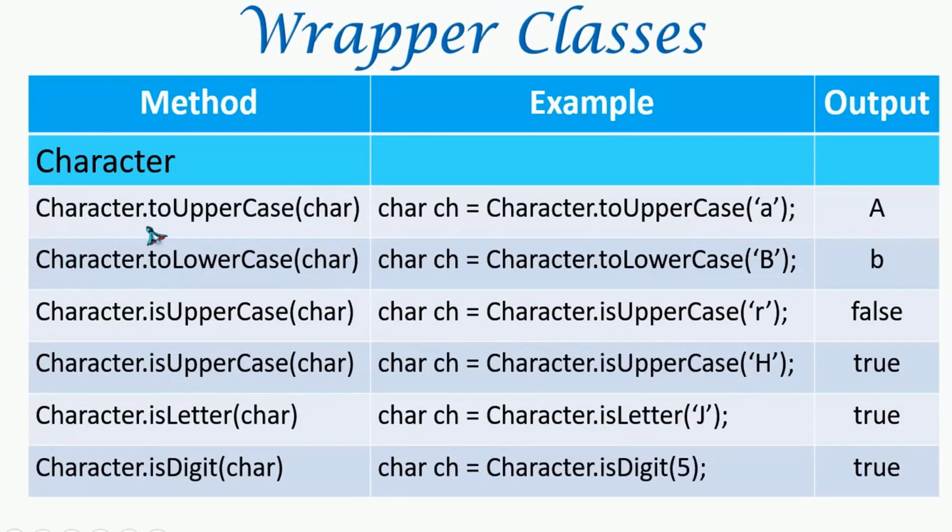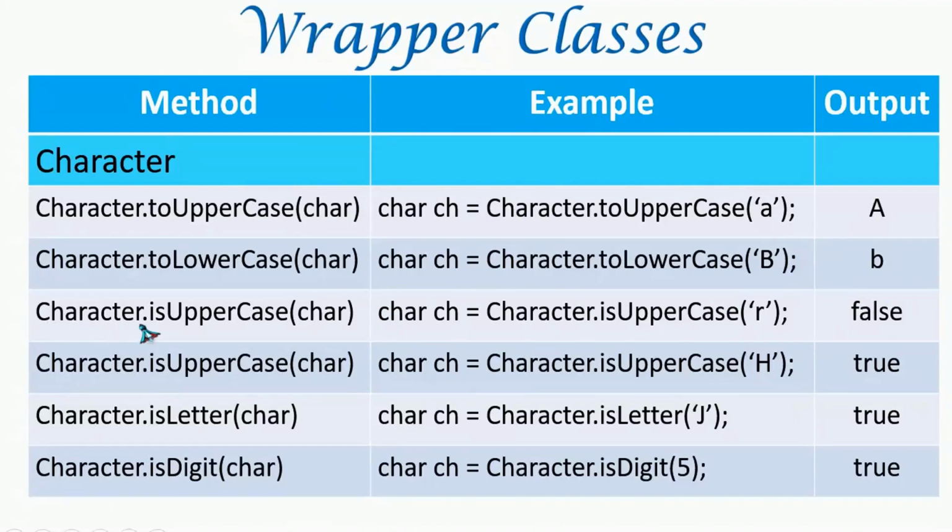In the Character type, we have a few things which are more important in programming. If we need to convert a small letter into a capital letter, then we may use Character.toUpperCase of that character. Here, for example, I have given small a, and this will be converted into capital A. Same like that, Character.toLowerCase of that character converts it into lowercase. The output of these two functions is character type, but all the others are boolean type.